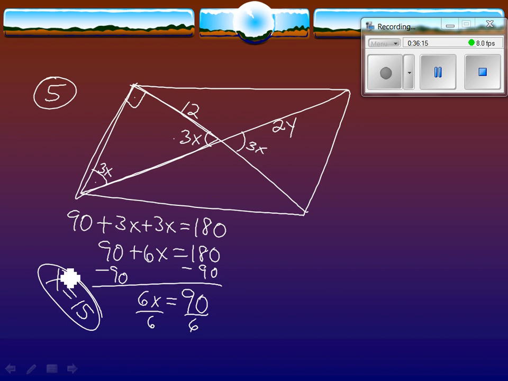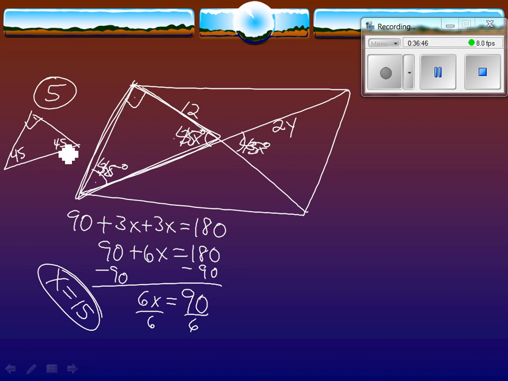If we know x is 15, then how much is this angle right here? 45. How much is this angle? 45. Now watch what happens here. If I separate off that triangle, even though my picture looks nothing like it, what kind of triangle is it? It's an isosceles triangle. It's a 45, 45, 90, right?